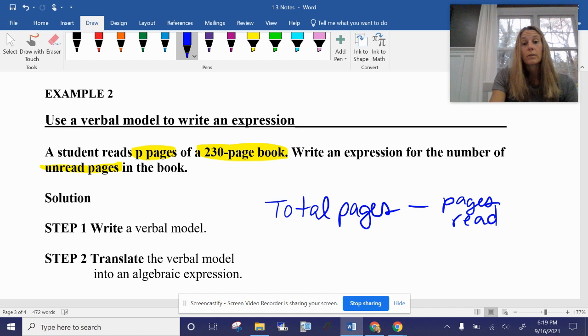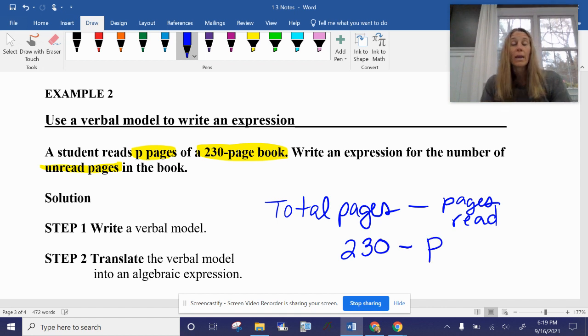So in this case, to use this verbal model here, the total pages was 230, and then if I subtract P pages representing how many I've read, this expression now, 230 minus P, would represent how many pages I have left to read in that book.